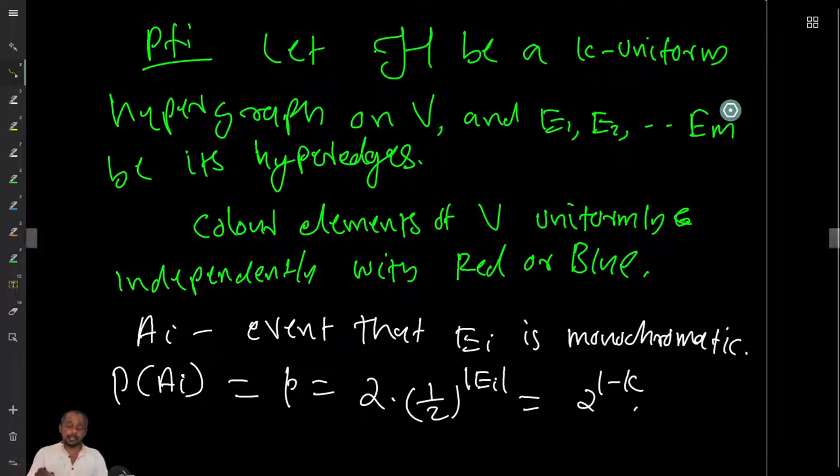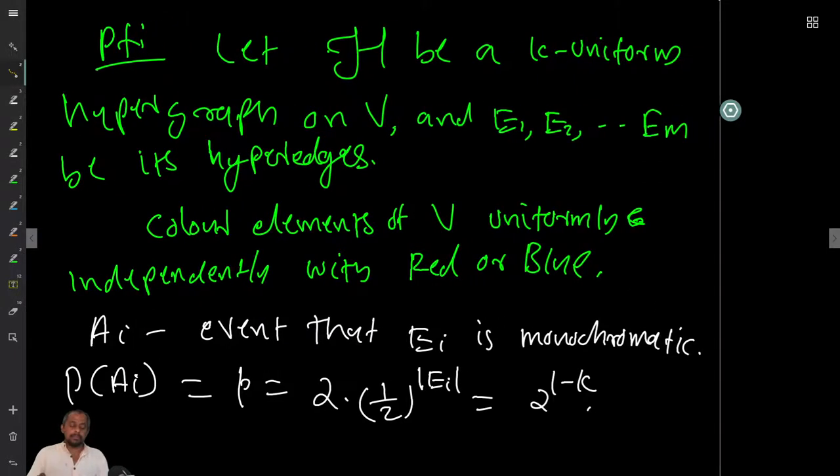So you have m edges, so you have m events, each saying that edge i becomes monochromatic. What is the probability of Ai? The probability of Ai is equal to 2 times 1 by 2 raised to the cardinality of Ei, because the cardinality of Ei is k, since we are looking at k-uniform hyperedges. If the edge Ei has k vertices, then each vertex can be independently colored red or blue. As we saw in the previous example, 1 by 2 raised to the number of vertices is the probability that it becomes monochromatic with one fixed color. There are two colors, red and blue, so 2 times this is the probability, which is 2 raised to 1 minus k. So the probability of Ai is 2 raised to 1 minus k.